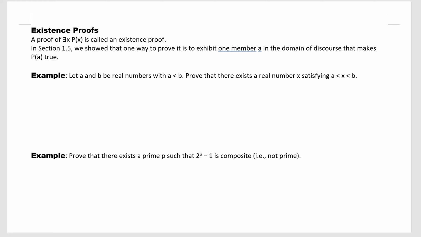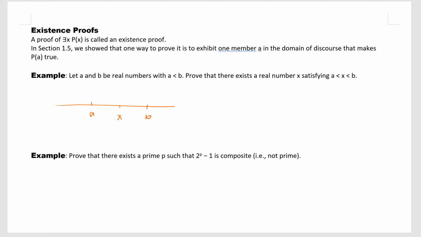Let a and b be real numbers with a less than b. Prove that there exists a real number x satisfying a less than x less than b. Well, real numbers, we have a here, we have b here. Can you find a number in between? By the way, this x depends on a and b. So the expression or formula for x must be a function of a and b.